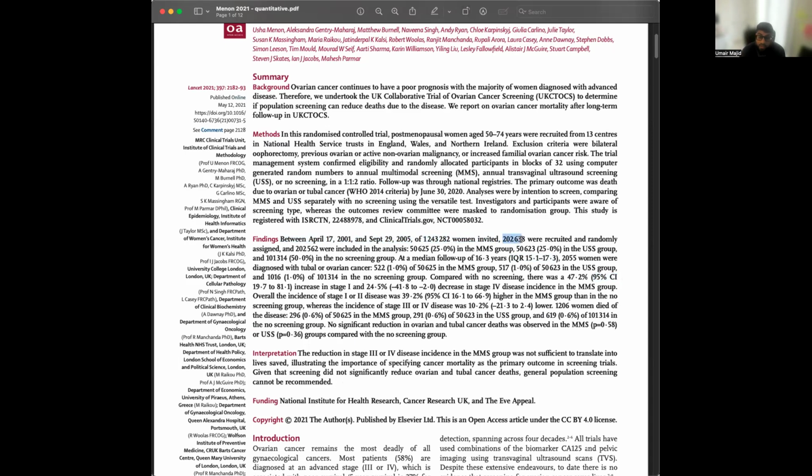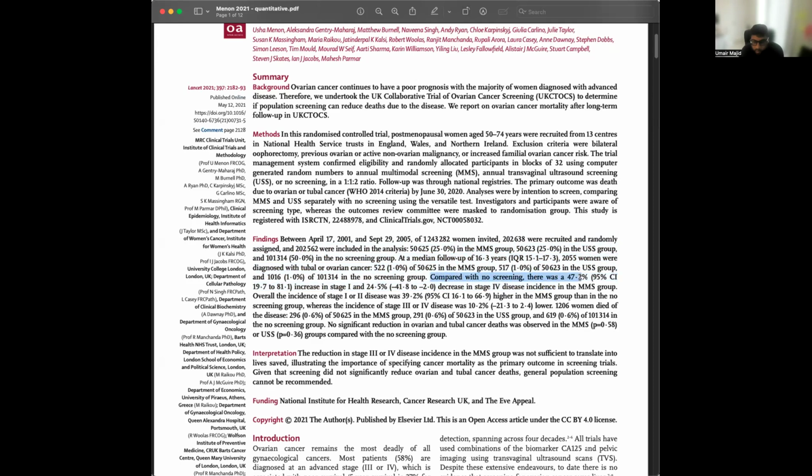It tells you, of those 1.2 million, how many were actually recruited and randomly assigned, about 200K. And then of those, how many were actually included in the analysis, about 200K, but less than how many were invited. And then it defines how many per different groups, the 3 groups that we have. And then it talks about the median follow-up, all these demographic characteristics, and then it goes into the findings.